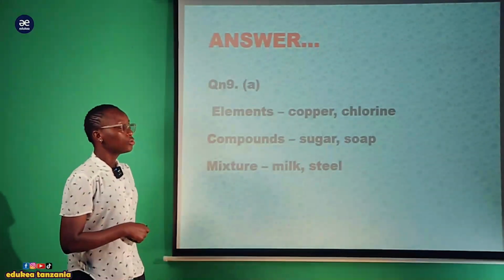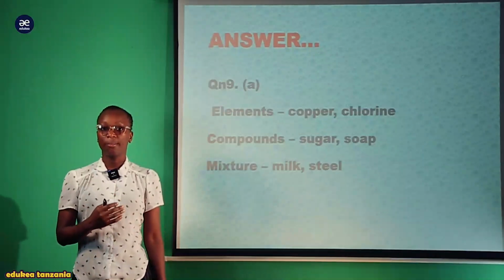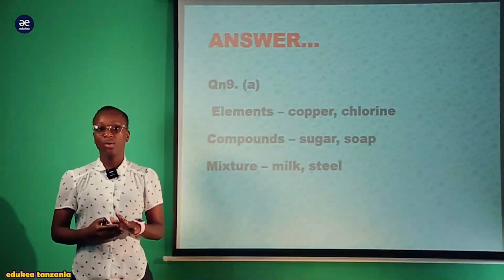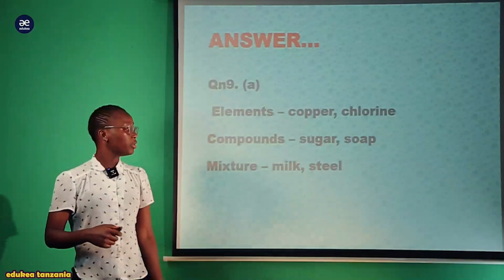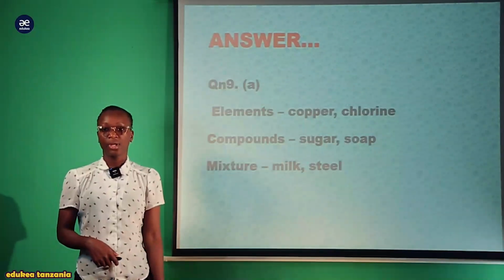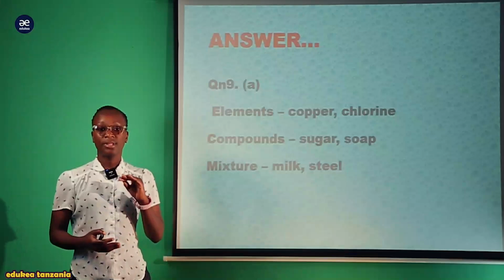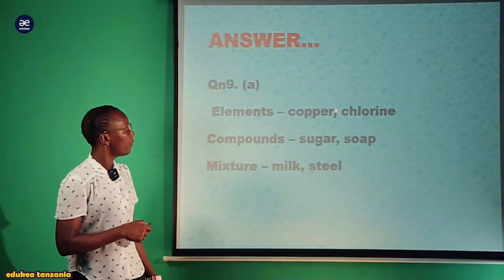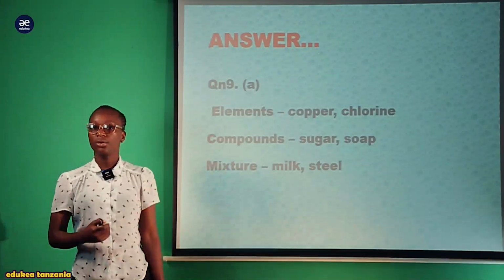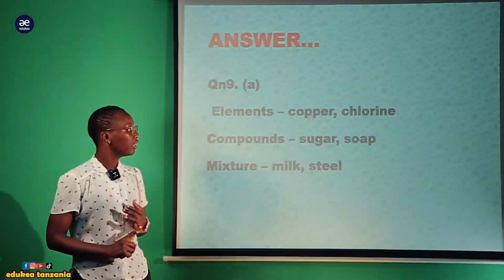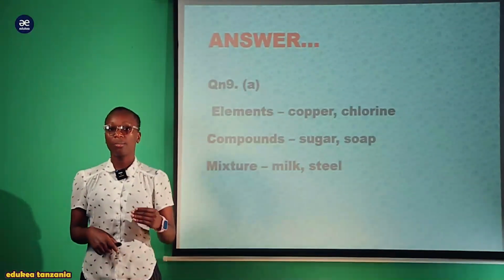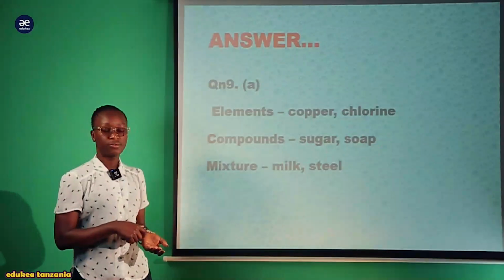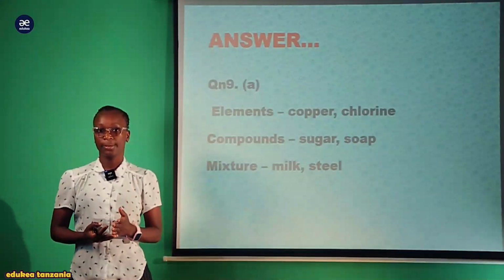So part A tulikuwa tumepewa list ya components, tukaambiwa to identify which one are the elements, which one are the compounds, also which one are the mixtures. So obviously from that list the elements were copper and chlorine. Hiyo ndio elements zilikuwa ni chlorine na copper. But tunapokuja kwenye compound tulikuwa na component of sugar, tulikuwa na component of soap. So these are the compounds.